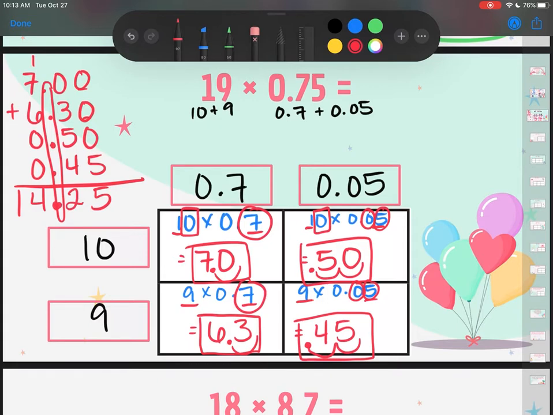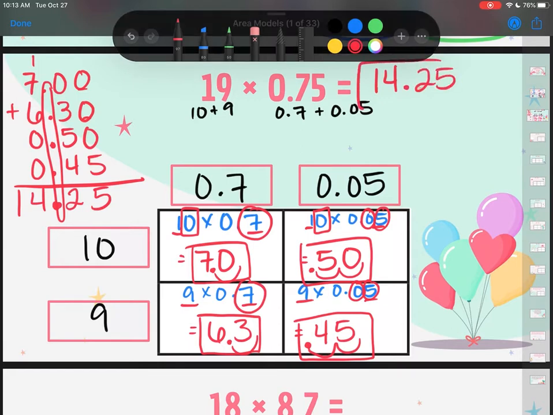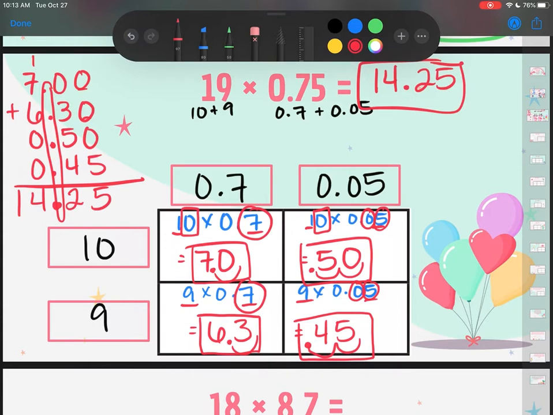My decimals were all in a line, so my answer decimal goes down here. So my answer ends up being 14.25. So remember, just like before, we're just breaking up our processes to be kind of individual, but we're still doing the exact same thing.